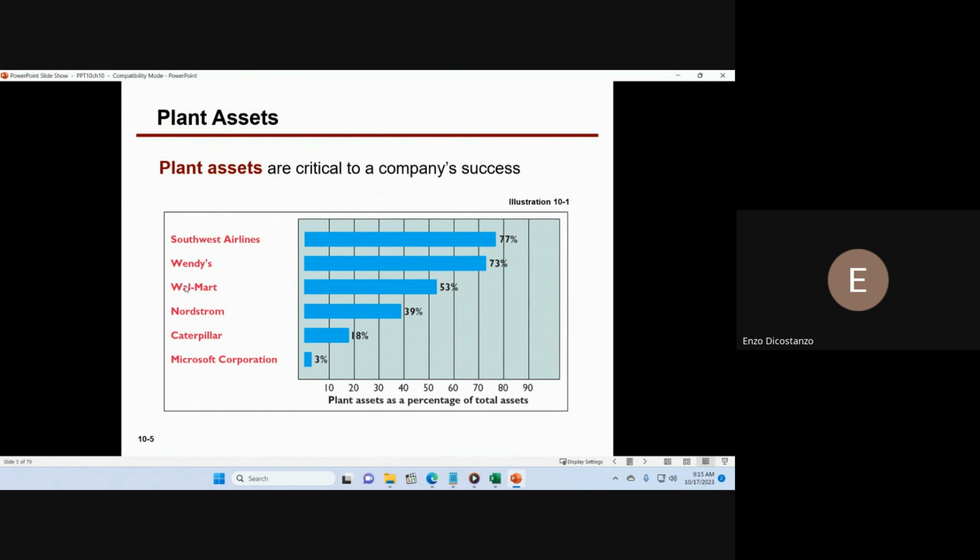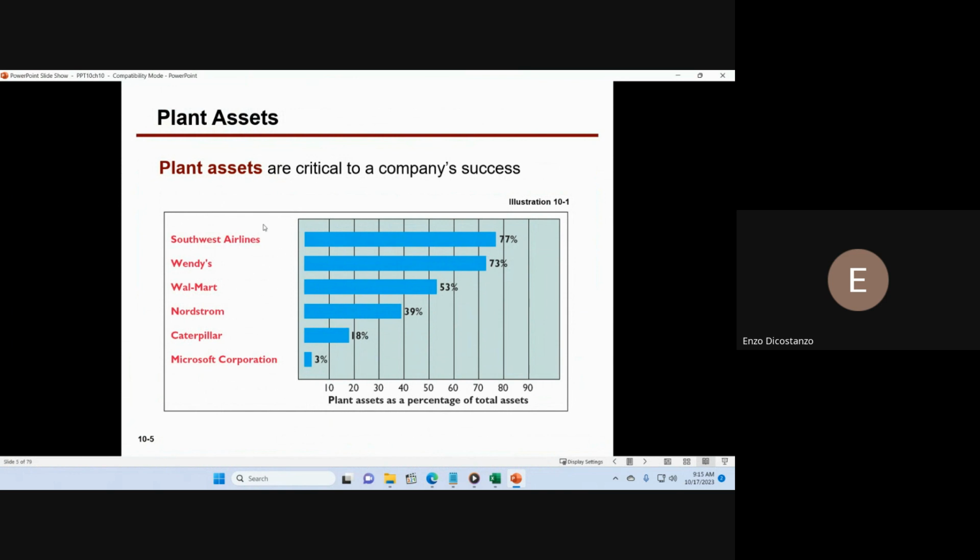So this is plant assets as a percentage of total assets. You want to look at the kind of firm, and none of these are good or bad. But as you go down this list, for better or worse, you don't have the big depreciation costs. These are all more profitable companies as you go down the list. Certainly Walmart's the most profitable, but with the smallest plant assets as a percentage of total assets.